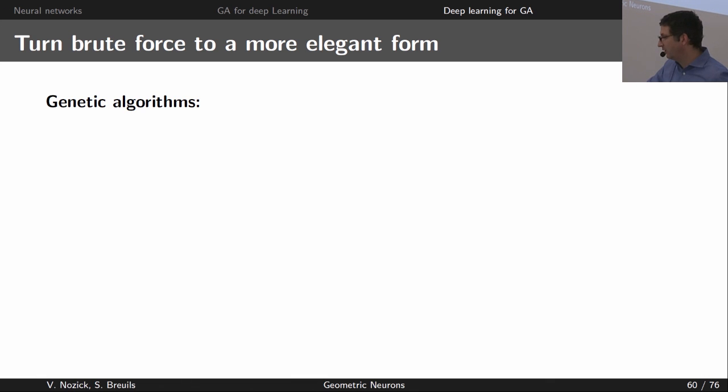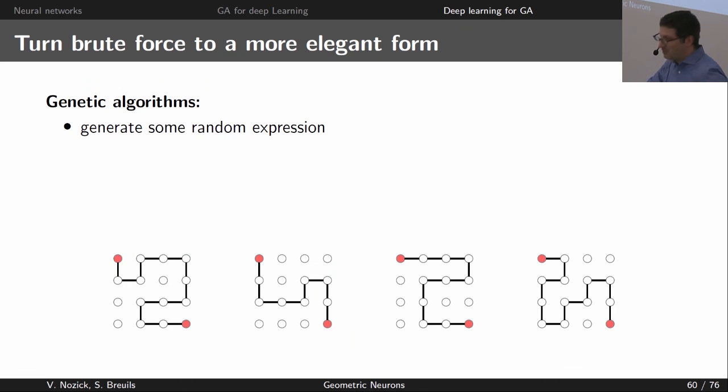But I wanted to turn it to something more elegant. By discussing a bit with Steven, we talked about making geometric algebra genetic again. For those who do not know what a genetic algorithm is, this is a very brief example. We have some dots and we want to find the shortest path from red to red. What we can do is generate some random expressions, so random paths.